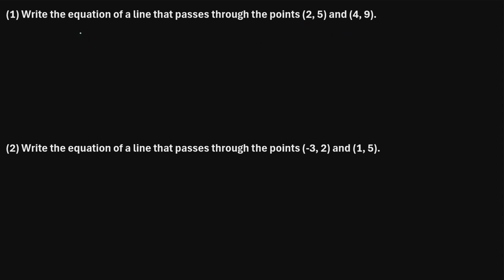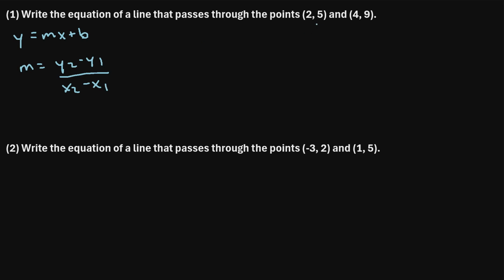Now, the most common way to write the equation of a line is in this form: y equals mx plus b. This is known as slope-intercept form, where m is the slope of the line and b is the y-intercept. So we can start by finding the slope by using this equation. m is equal to y2 minus y1 over x2 minus x1.